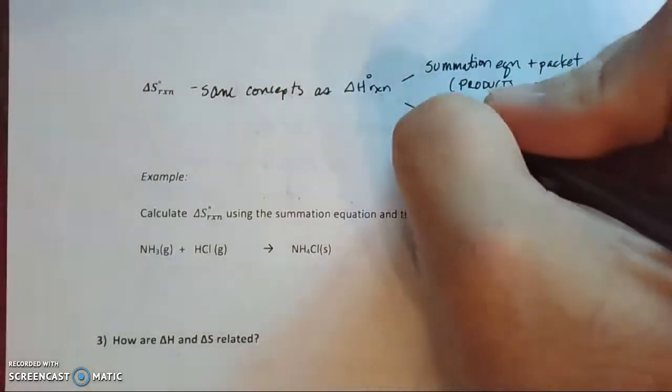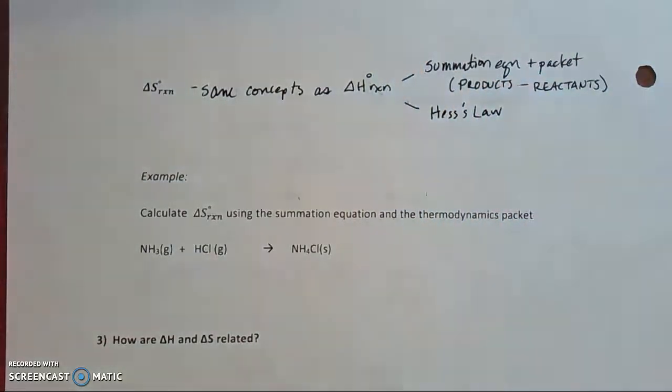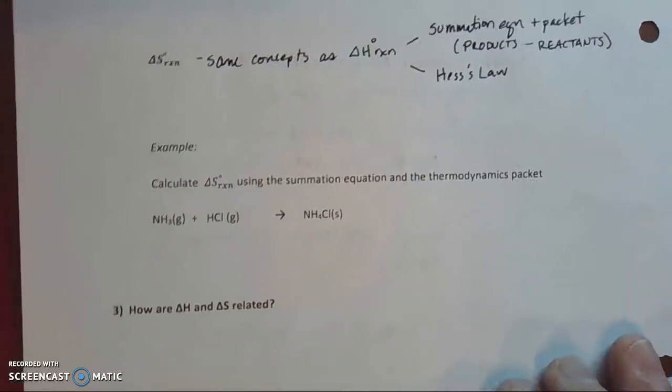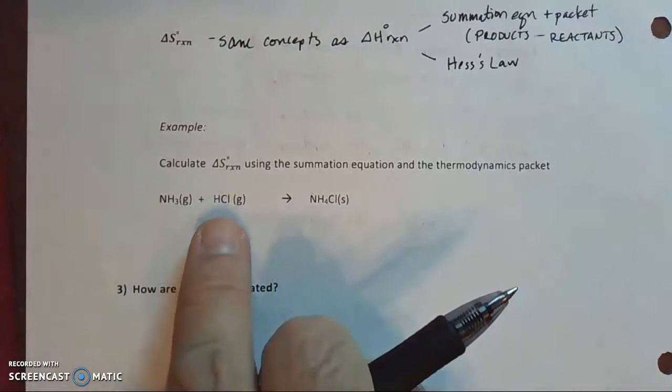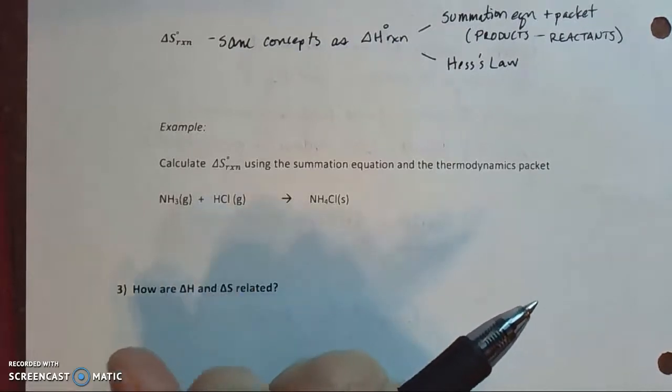We can also use Hess's law to calculate delta S because delta S is a state function just like delta H. I'm not too worried about using Hess's law to calculate delta S, but the packet, we are going to look at an example. So in our last video, we talked about this reaction, and we said there was a huge decrease in entropy. So we're going to calculate the difference in entropy.